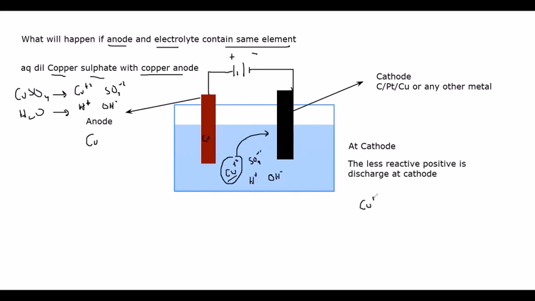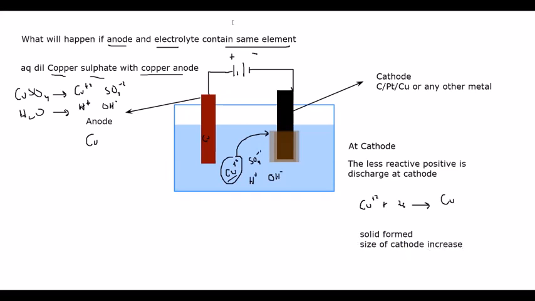The copper ion will gain 2 electrons and change into copper atom. So as it changes into copper atom, what will happen to the size of the cathode? Increase or decrease? As the copper will stick to the cathode, what will happen to the size of the cathode? Increase. So it will increase the solid form and the size of the cathode. Increase.